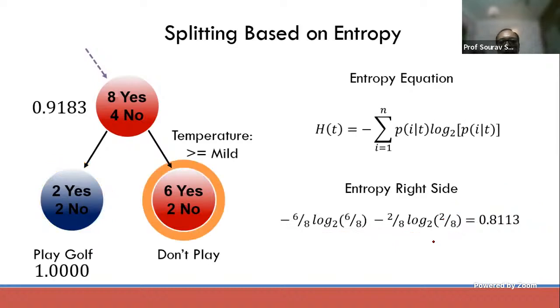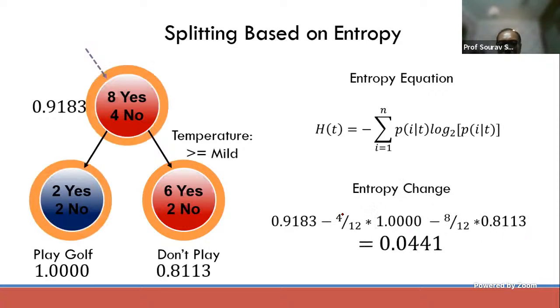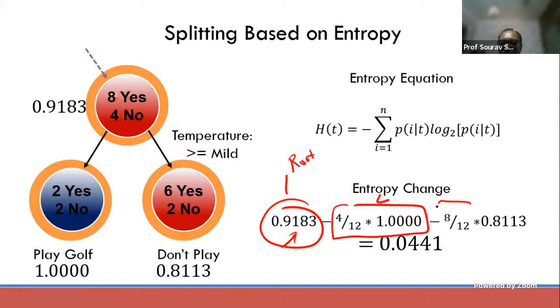And on the right hand side, it is 0.8113. So 6 by 8 log 6 by 8, 2 by 8 log 2 by 8. And if I look into the change in entropy, this is the one at the root, this is the left hand part, this is the right hand part. So root minus left minus right. This is the change in impurity which I get when I use entropy as my metric.